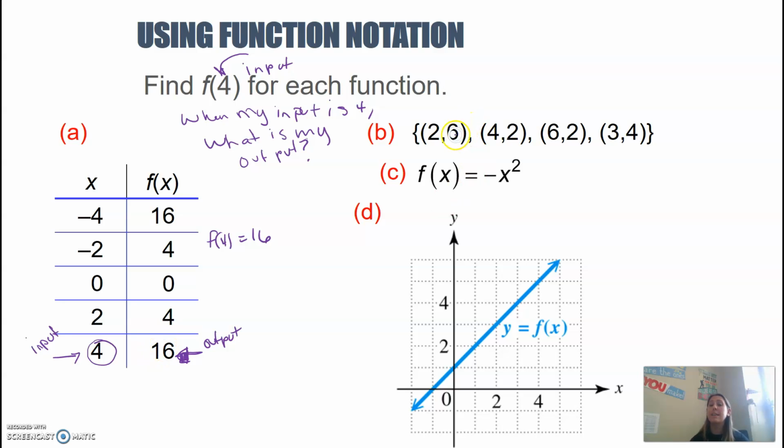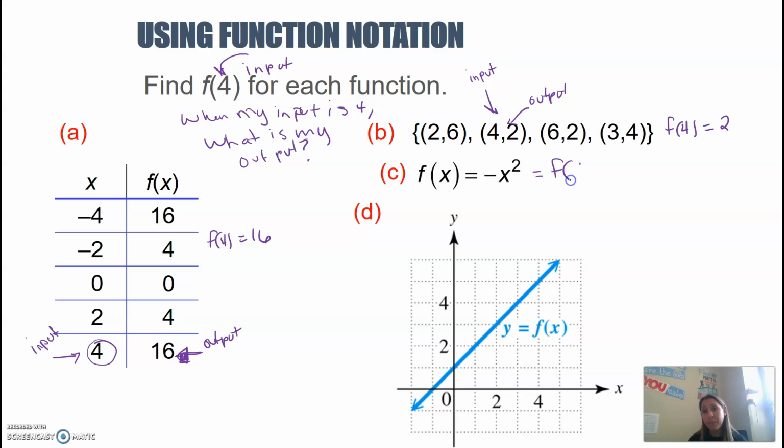So when we're looking at this, this is a discrete graph with just points. My input is my x value, so when my input is 4, then my output is going to be the y next to it. So for this one, for b, for f of 4, then my output would be 2. So that's what it's saying. When my input is 4, my output is 2, or my answer.